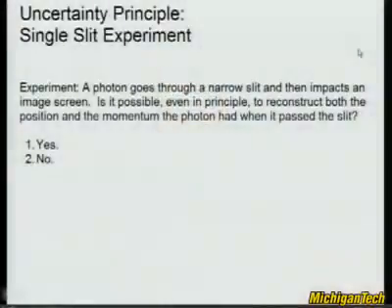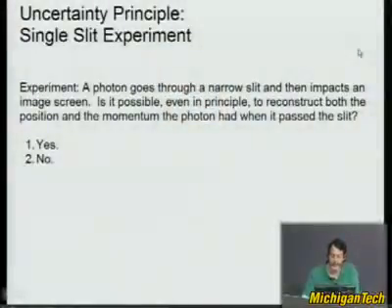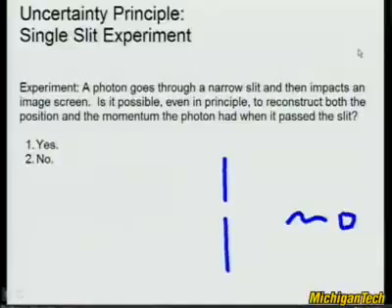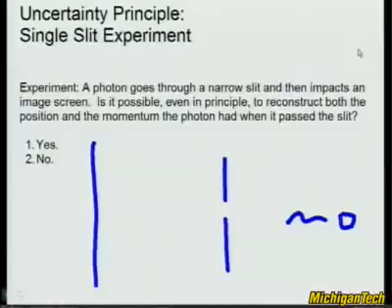Now the next one is a cool one. Okay, so here's another thought experiment. Consider this. A photon goes through the same narrow slit. So here's your photon source, which could be a flashlight, another narrow slit here, and you have another screen here. The photon then impacts the screen. Let's say it hits here. Is it possible, even in principle, to reconstruct both the position, which means it went through the slit, and the momentum of the photon when it passed the slit?